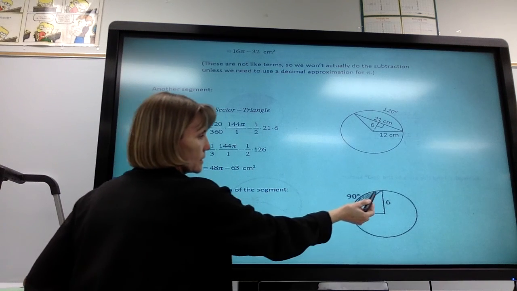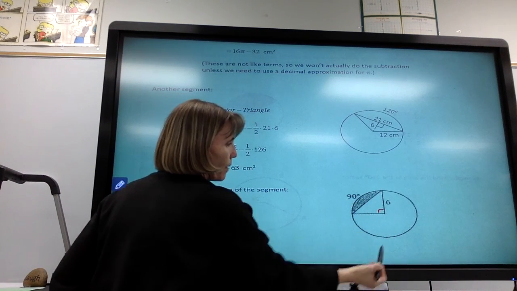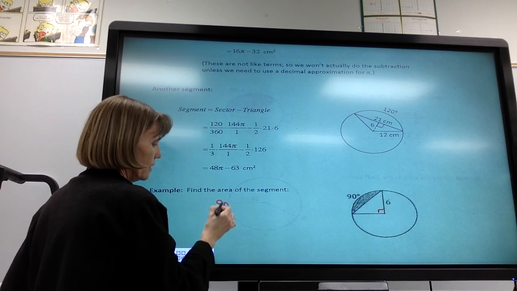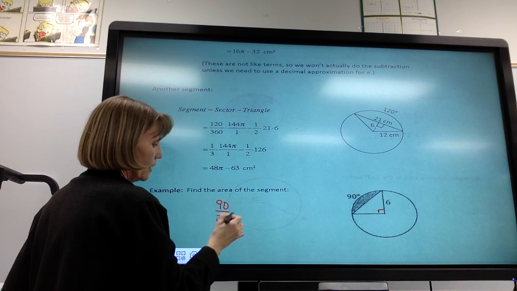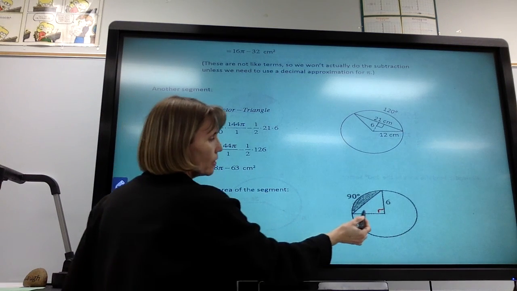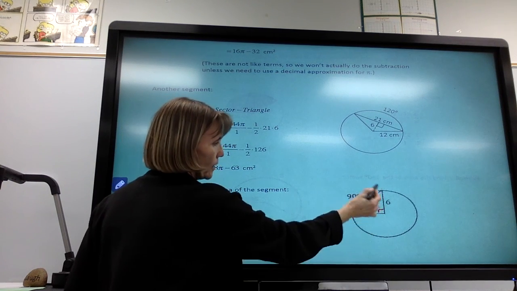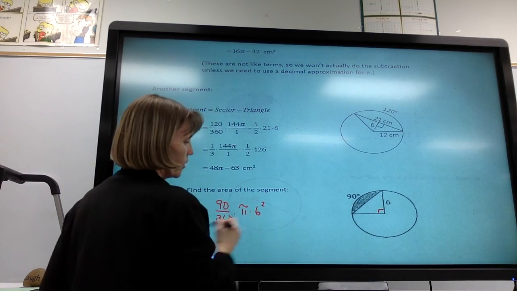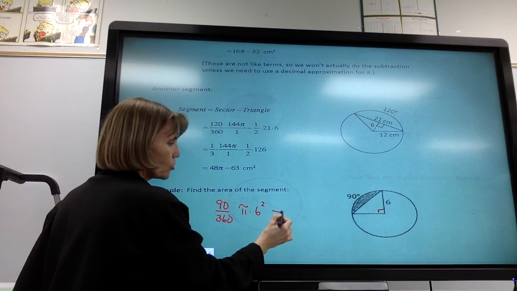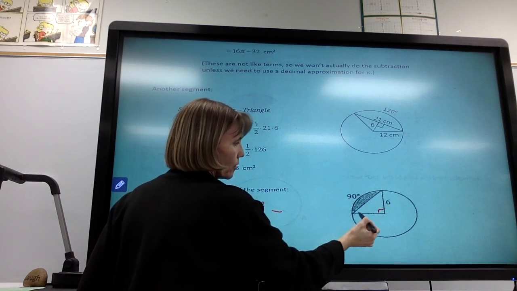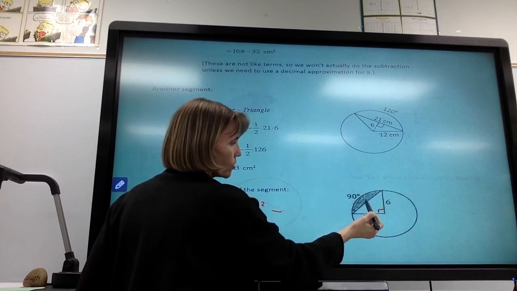Okay, I can see that this is 90 degrees, or you might see a box there, but I would take 90 over 360, and I take that times the area of the whole circle, so that would be times pi times the radius, 6 squared. And I'm going to subtract the triangle here. I don't want this piece. That's not part of what's shaded.